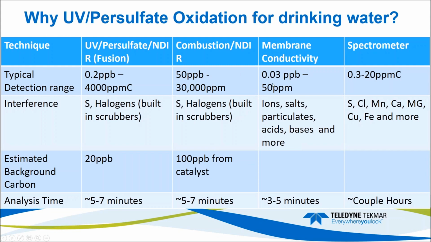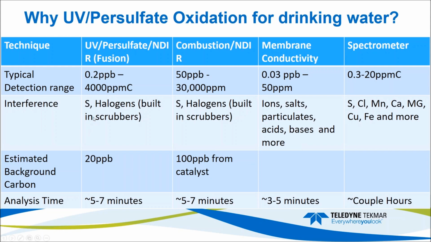It's 0.03 ppb on membrane conductivity, yet it only goes up to 50 ppm, so there's a lot smaller window, and the same with a spectrometer, sorry, 0.3 to 20 ppm. The other thing I like to always consider is interferences. So what actually interferes with the detector that could give you false high or even more worrisome false low TOC concentration.